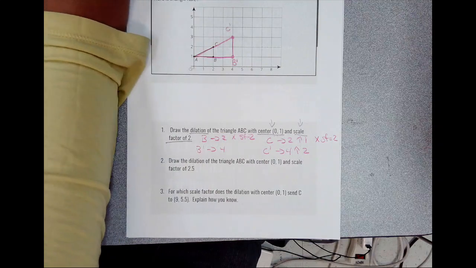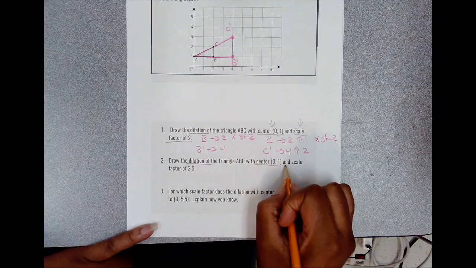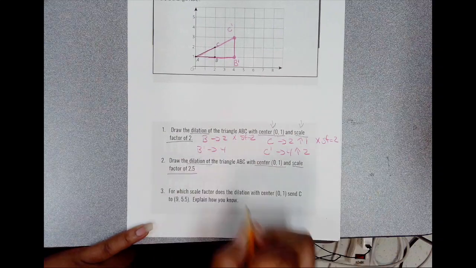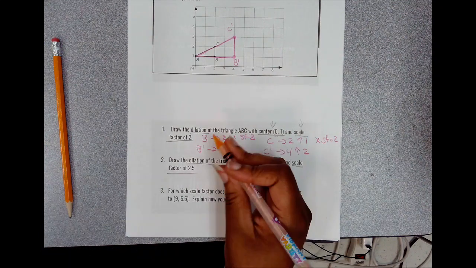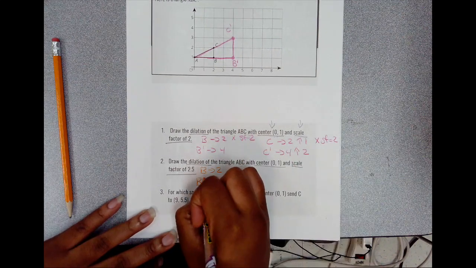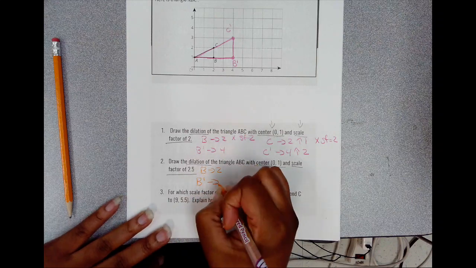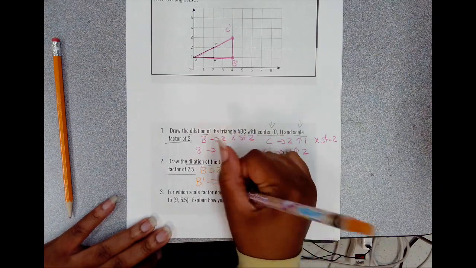Question number 2 says draw the dilation of triangle ABC with center (0, 1) and a scale factor of 2.5. So I'm taking the original and I'm dilating it by a different scale factor, which is 2.5. So B is 2 units away. So B prime is going to be 2 times 2.5.